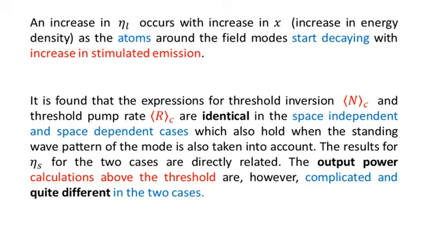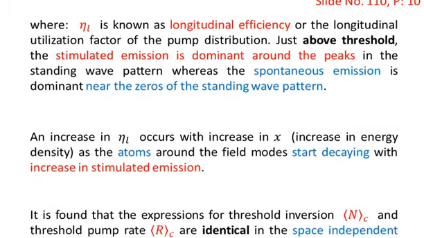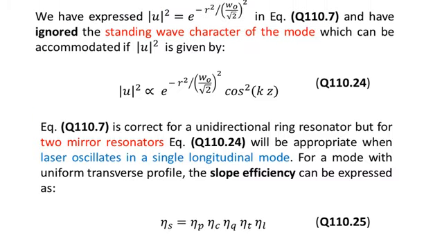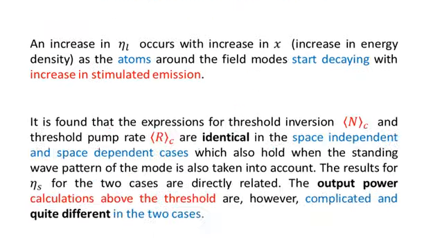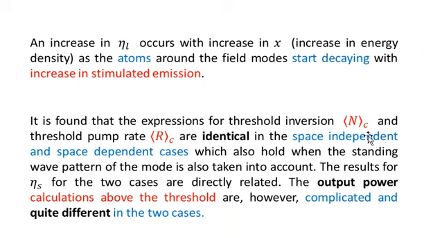So if you express u mod square, in order to accommodate the standing mode pattern, with this formula rather than by the earlier formula, so that you can take care of the standing wave characteristics of the mode also, then these two results, the critical value of the average threshold inversion and the critical value of the average threshold pumping, would also stay the same when the standing wave patterns of the mode are taken into account.